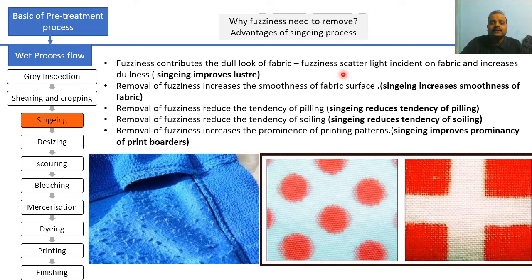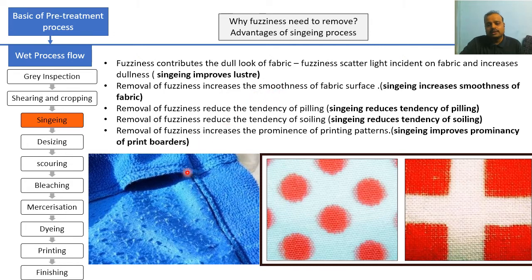The basic idea behind a fabric looking dull is that fuzziness scatters the light in all directions. If light is scattered in all directions from any surface, that surface looks dull, right? And if someone wants a fabric to look more lustrous, that fuzziness needs to be removed. Removal of fuzziness increases the smoothness of the fabric surface. Why do we need to remove the fuzziness? If we remove the fuzziness, then the fabric provides a smoother feeling.